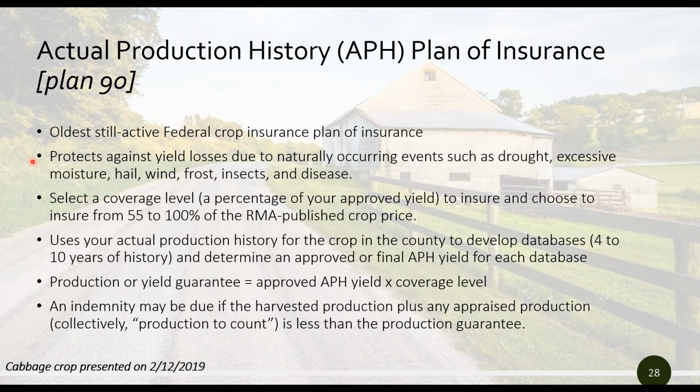You can select a coverage level. This is a percentage of your approved yield to insure, and you choose to insure from 55 to 100% of the Risk Management Agency published crop price.